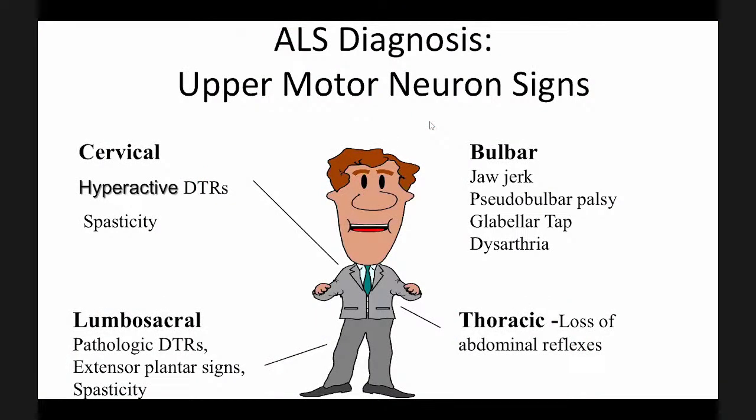In the case of cervical involvement, we have hyperactive deep tendon reflexes and spasticity. In the case of lumbosacral, we have pathological deep tendon reflexes, that is extensor plantar signs and spasticity. In the case of bulbar, we have jaw jerk, pseudobulbar palsy, glabellar tap, and dysarthria. In the case of thoracic, we have loss of abdominal reflex. So at the various levels of the spinal cord, there may be different clinical features as well.